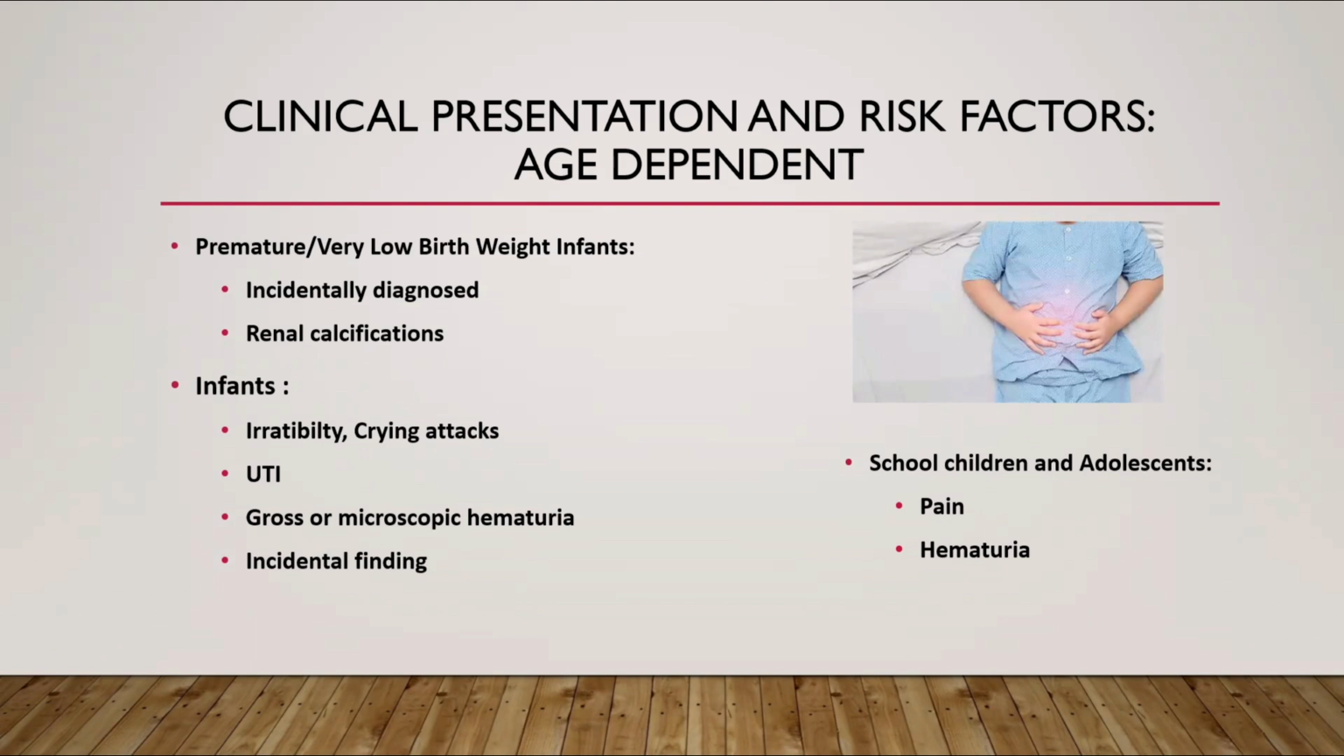Coming to the clinical presentation and the risk factors. In the pediatric age group, they are age dependent and they keep on changing. Most of the newborns who are premature and very low birth weight are mostly asymptomatic and incidentally diagnosed on imaging done for other workups. And as pointed out earlier, the risk factors during this neonatal period include a history of hospitalization with use of nephrotoxic medications and diuretics.